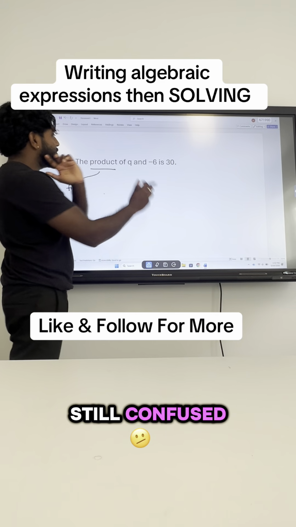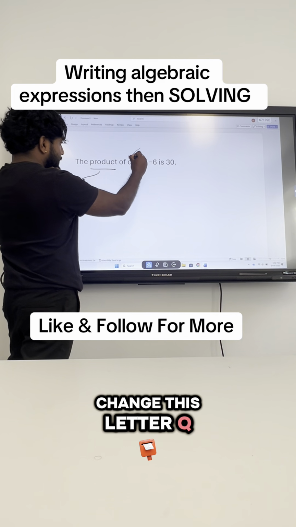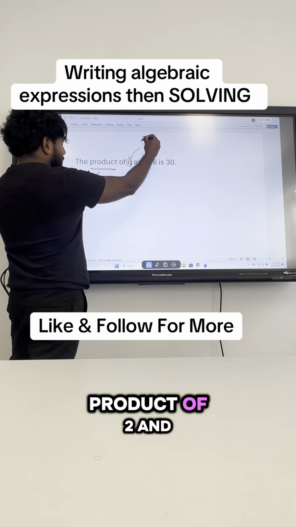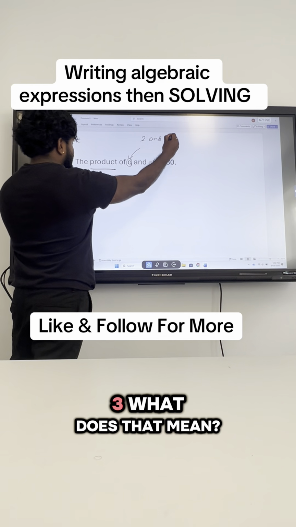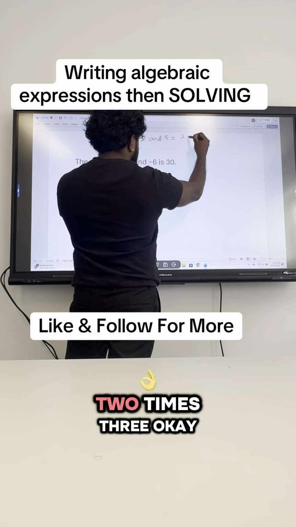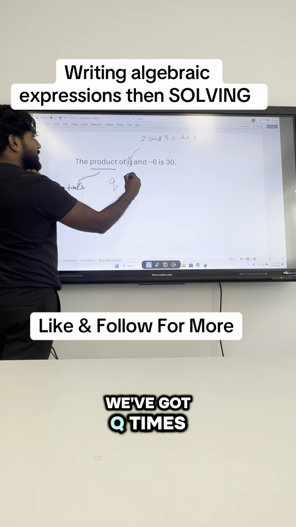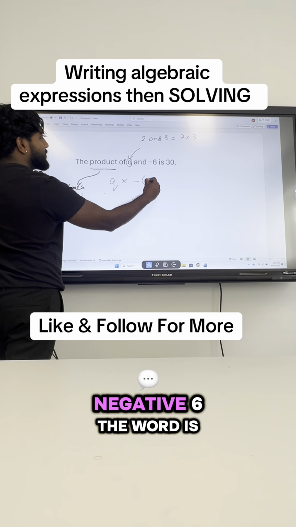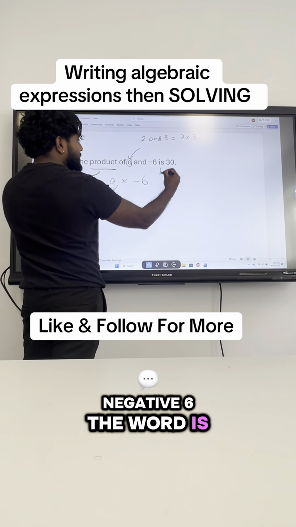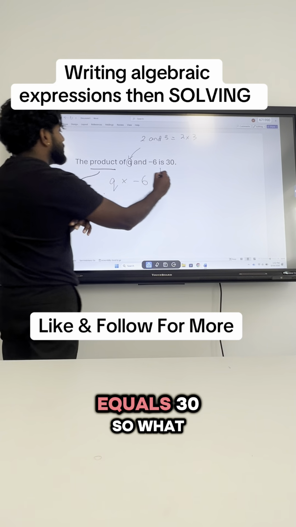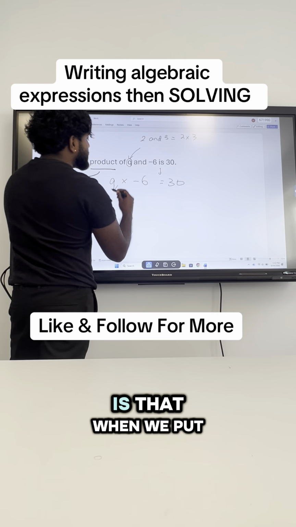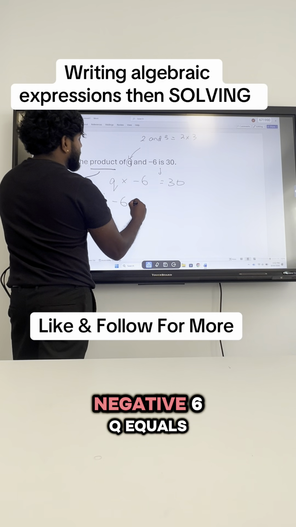If you're still confused, change this letter Q to a number. The product of 2 and 3. What does that mean? 2 times 3. But in this scenario, we've got Q times -6. The word is what? Equals 30. So what is that when we put it together?